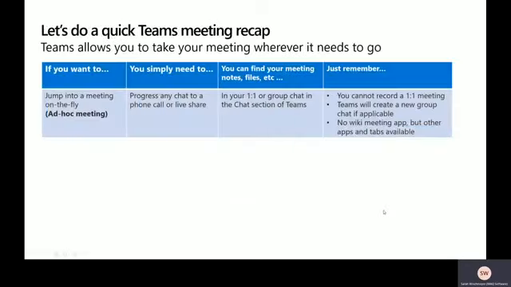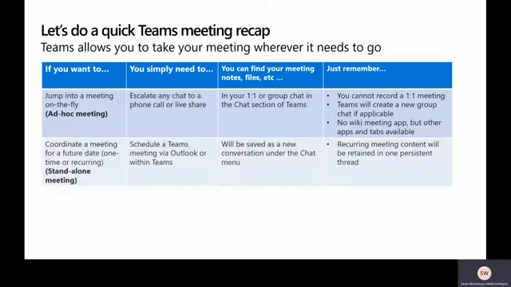All right. And then to recap, we had different types of meetings. We had the ad hoc meetings. Those would be more like a phone call, and you're just going to meet with someone on the fly. They are actually a chat, and you're taking your chat and progressing it to an audio or video call. One thing to keep in mind is that a one-on-one chat cannot be recorded. And also, it's not a meeting, so it doesn't have wiki-based notes, but you could use other tools like OneNote or Word or Excel or whatever to take those notes instead.